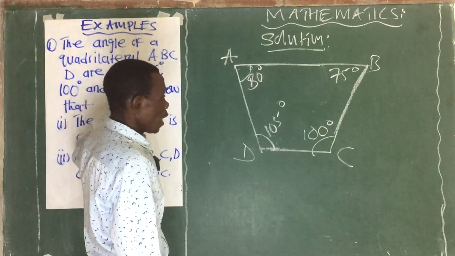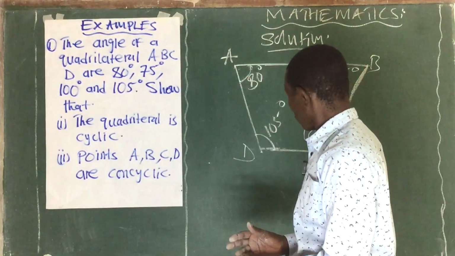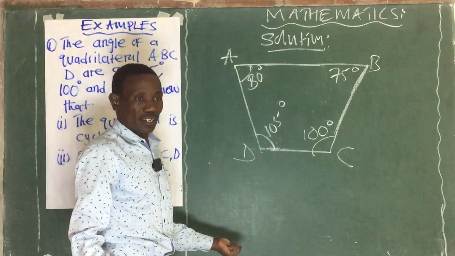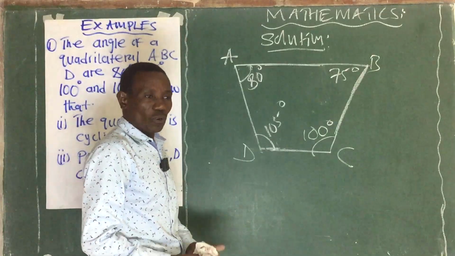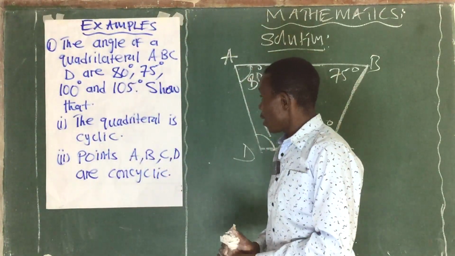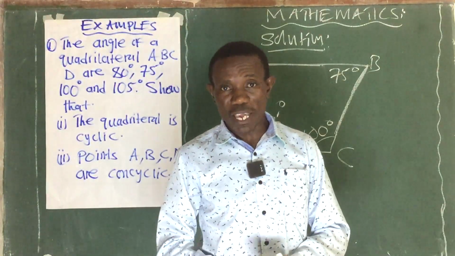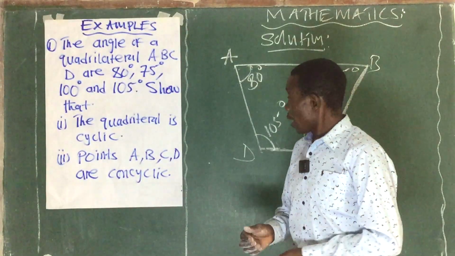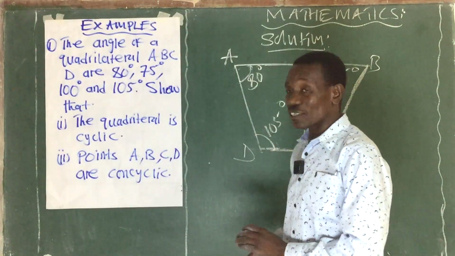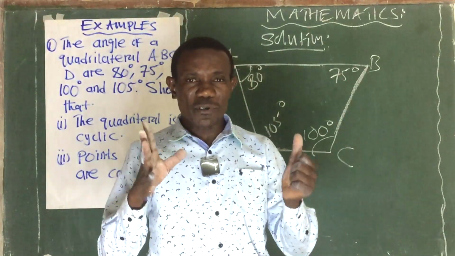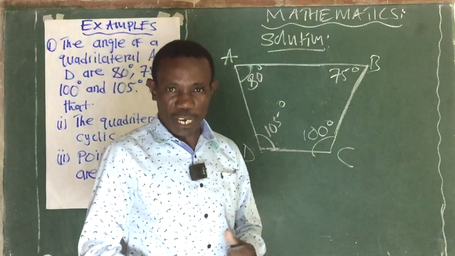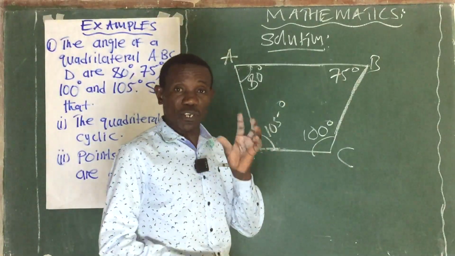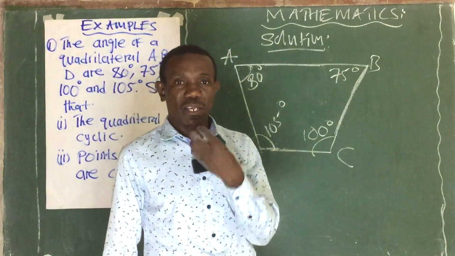Question here. Now, the question asks us just to show that ABCD is cyclic. It's a cyclic quadrilateral. Based on the conditions that we discussed, we are talking of the second one here, where we need to apply that second condition. The second condition tells us that if the opposite angles of that quadrilateral add up to 180 degrees, don't even waste your time. Just deduce that that particular quadrilateral is cyclic.